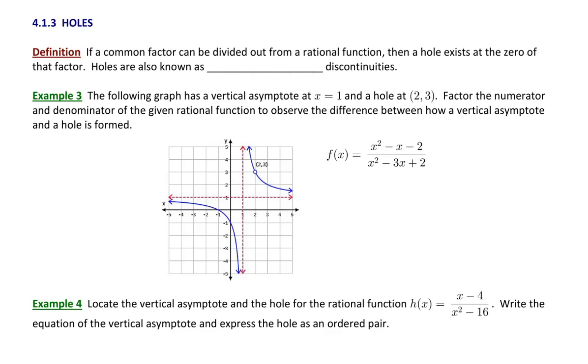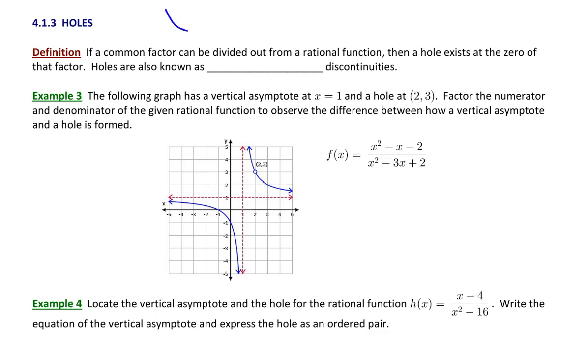In the previous video, we discussed how to locate vertical asymptotes for a rational function. Vertical asymptotes are also known as non-removable discontinuities. However, another type of discontinuity or break in the graph of a rational function is possible. This is called a hole.